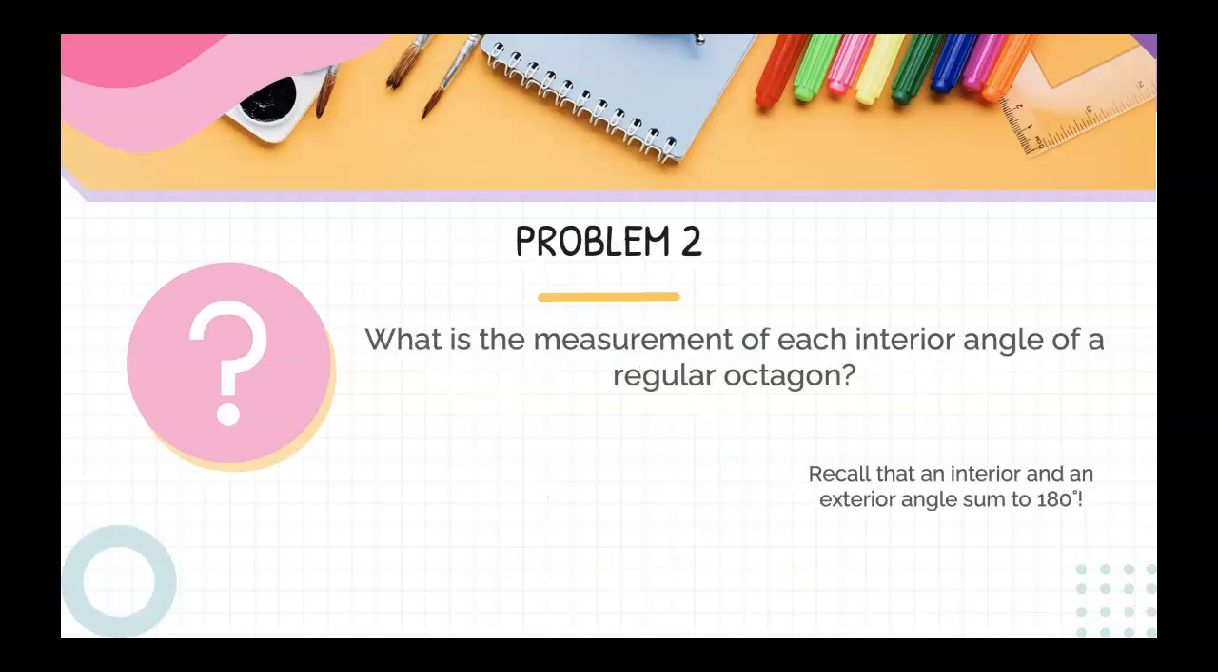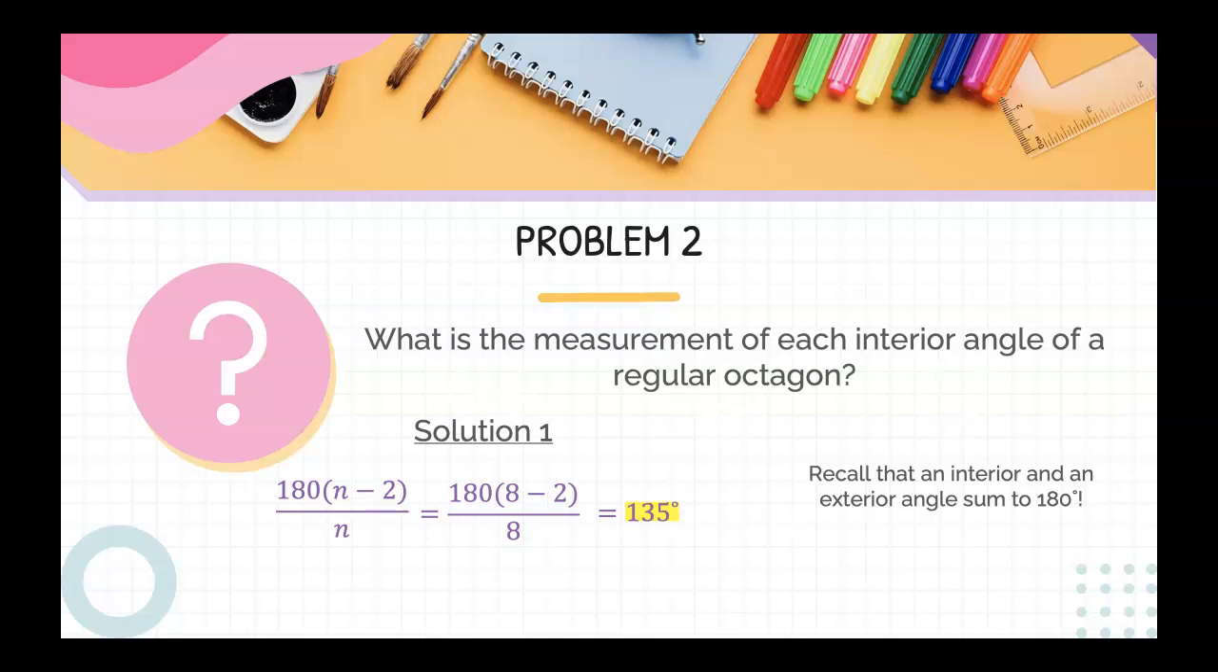Problem 2: What is the measurement of each interior angle of a regular octagon? Okay, so we've got a couple different solution paths here. Solution 1, you can just use the interior angle formula, 180 times the quantity n minus 2, all over n. If we substitute 8 for n, we're going to solve it and get 135 degrees.